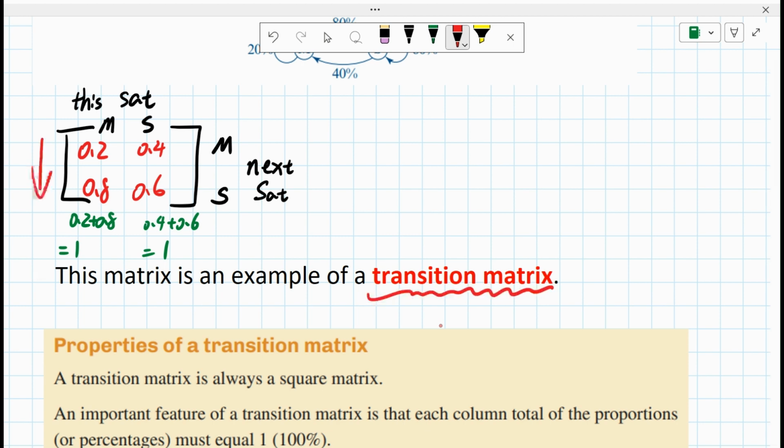And if you go down the column, you can see they always equal 1. 0.4 plus 0.6 equals 1, 0.2 plus 0.8 equals 1. So it always equals 100%.